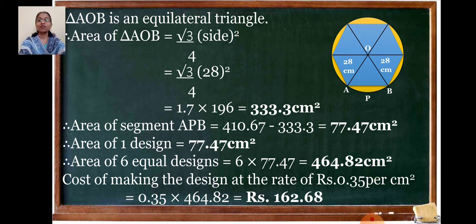Now the cost of making per square centimeter is 0.35 rupees. So whatever area you have got here, you multiply with 0.35. So you will get the amount as rupees 162 and 68 paise. Understood? So in this way we have calculated the area of the design and the making cost of that design. I hope you understood this sum.